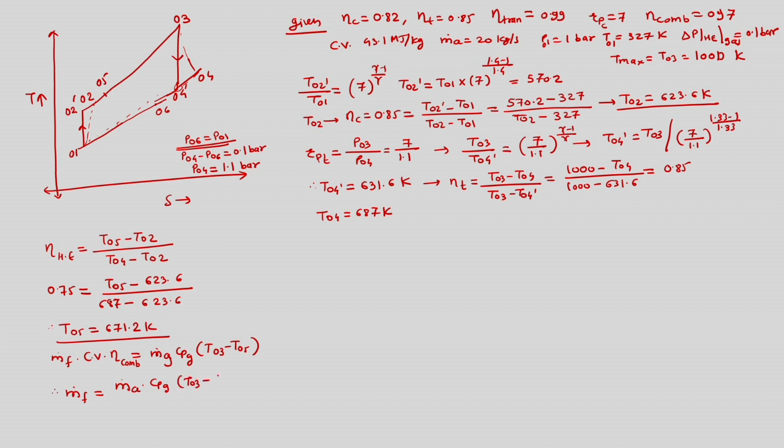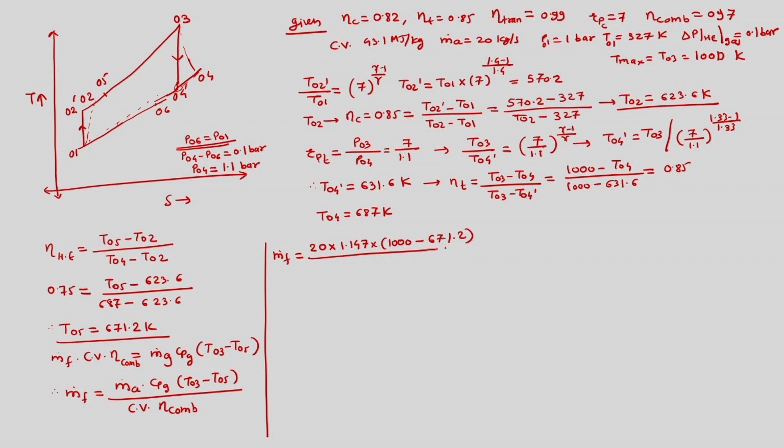So, it is 1.147 into (T naught 3 minus T naught 5) divided by calorific value into efficiency of combustion, and then that will give us m dot f is equal to: mass flow rate of air is given as 20, specific heat of gas is 1.147 kilojoule per kg Kelvin, into (1000 minus T naught 5, which we have just found out, 671.2), divided by calorific value, which is 43.1 but it should be multiplied by 10 to the power 3, since it is in megajoule per kg, and combustion efficiency is given as 97%. So, the mass flow rate of fuel is 0.18 kg per second.